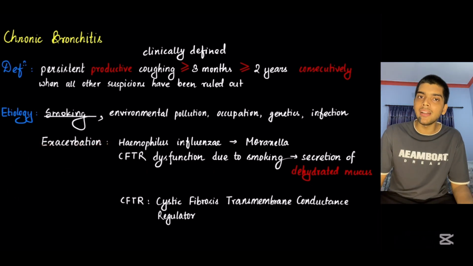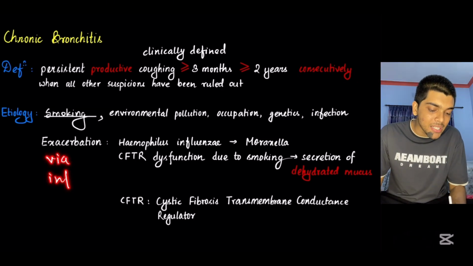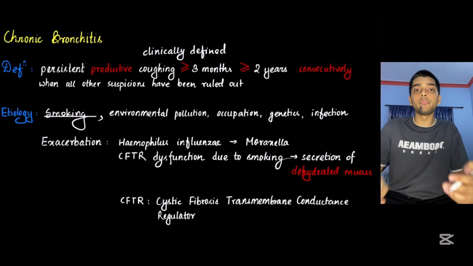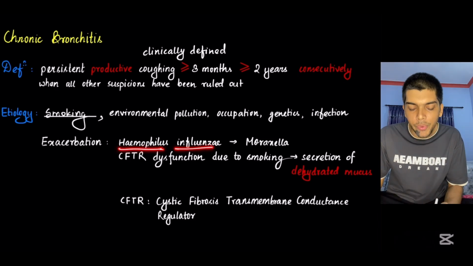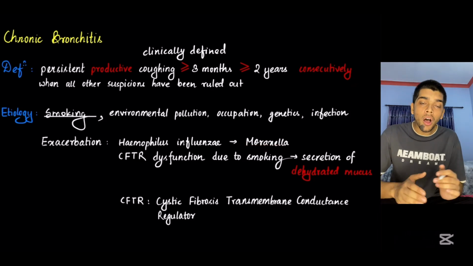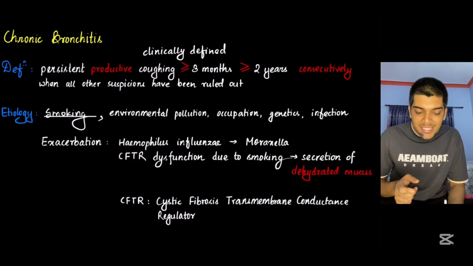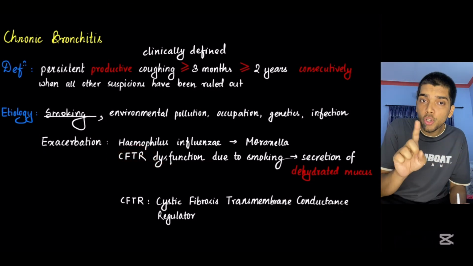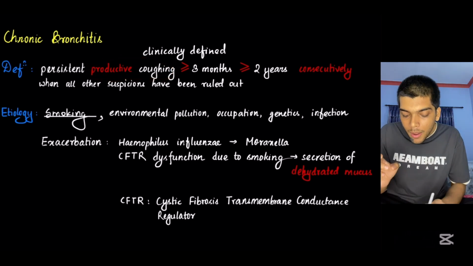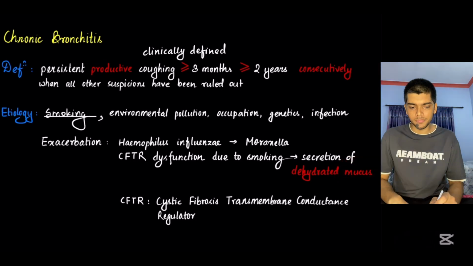Now, exacerbation can take place 2 ways. Number 1, via infection. And the infection that most commonly exacerbates chronic bronchitis is Haemophilus influenzae. Second most common is Moraxella. Another exacerbating factor is CFTR dysfunction. When there is dysfunction of CFTR, which is due to smoking, there is mucus production because there is productive coughing, but then the mucus is dehydrated, so the condition worsens even more.